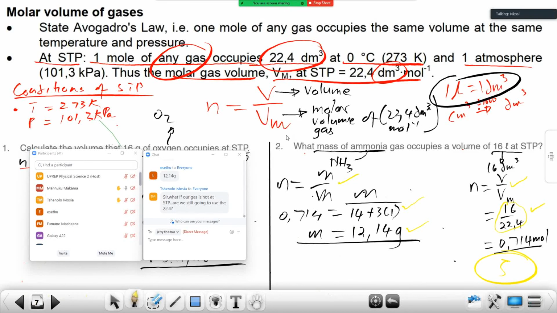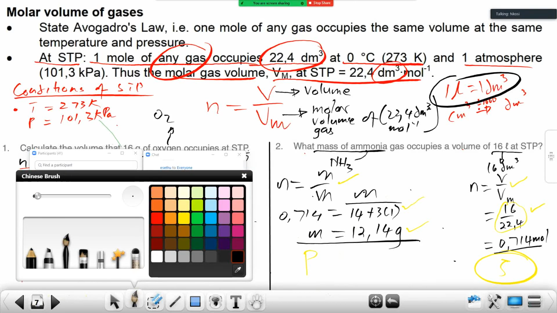So the previous syllabus before COVID, we were going to use this when we were calculating at which temperature does a gas become a liquid, at which pressure. That topic that wants us to deal with 273 and 101.3 kilopascal has been withdrawn due to COVID. But now the content of molar gas volume must still be there because we will still need to talk of STP.